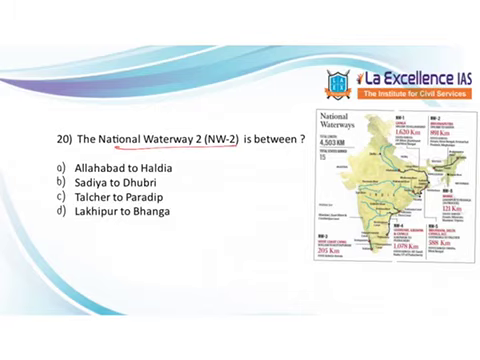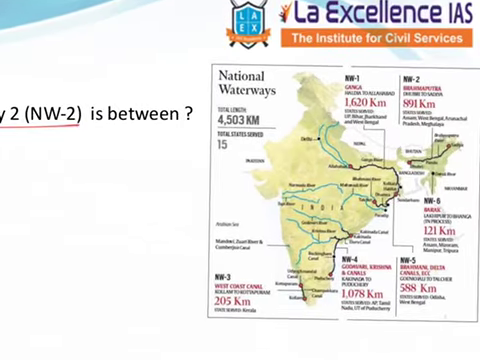So the answer is Sadia to Dhubri. See, here we can see the different waterways. One is National Waterway 1, that is Ganga to Allahabad. Next one, National Waterway 2, that is between Dhubri to Sadia. Then we have National Waterway 3, that is West Coast Canal, Kollam to Kottapuram. Then National Waterway 4, Godavari, Krishna and canals, that is Kakinada to Puducherry.